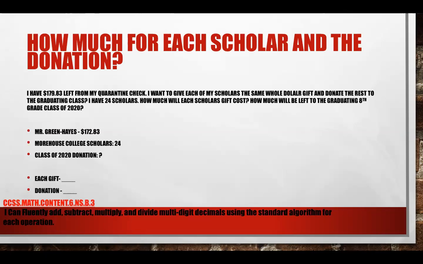I'm going to line up my decimals, and I see that 179.83 divided by 24. Oh, 24 can go into 179 with 83 cents 7 times. So each gift will cost $7. And how much is left for the remaining class donation? You guessed it, just $11.83.